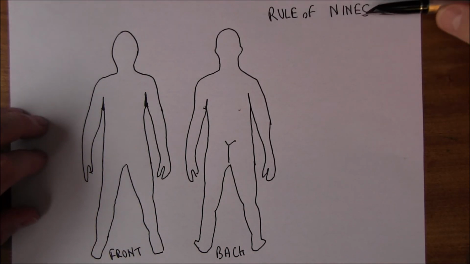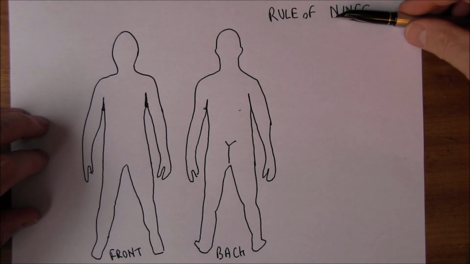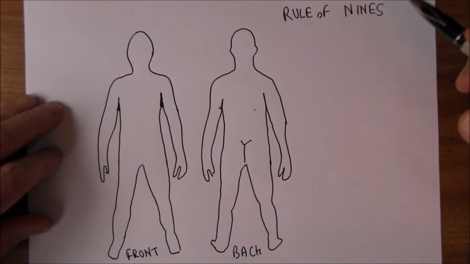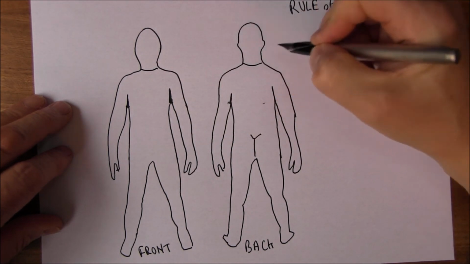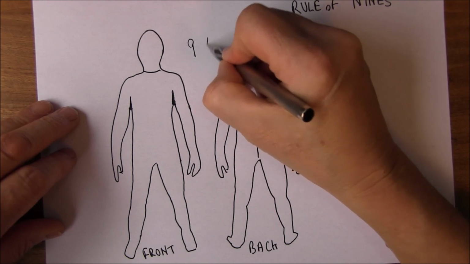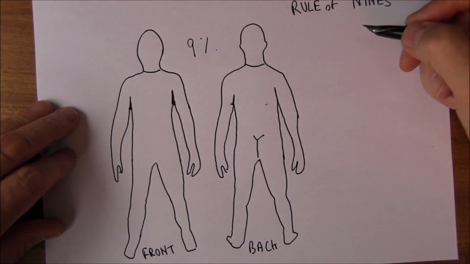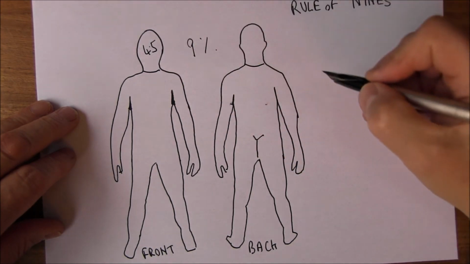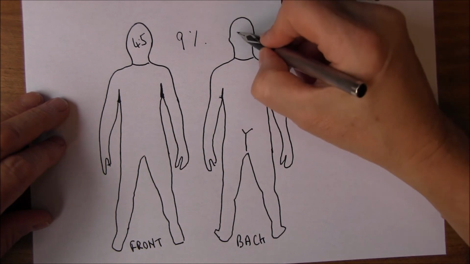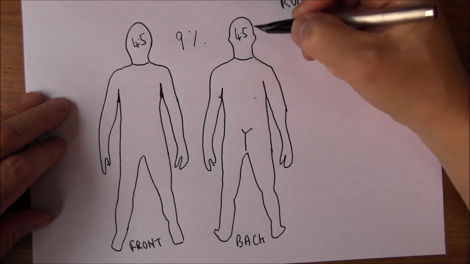The rule of nines is about body surface area. How can we approximate the body surface area involved in a particular burn? And using nines, we can do that very simply. So this is the front and this is the back. So the head, all of the head is 9% of body surface area. That means the front of the head is going to be 4.5% of body surface area, and the back of the head is going to be 4.5% of body surface area.